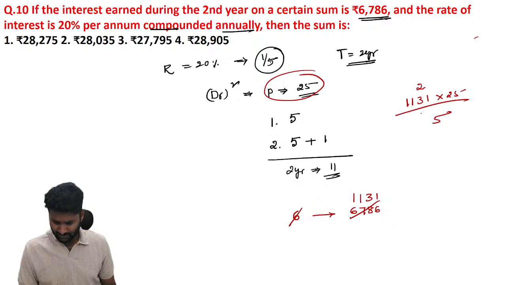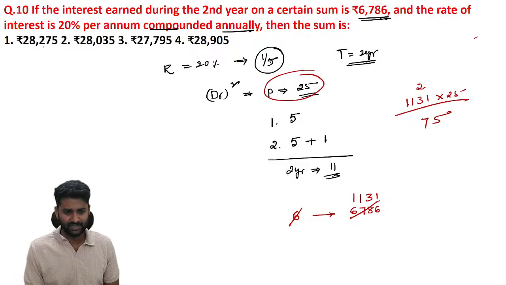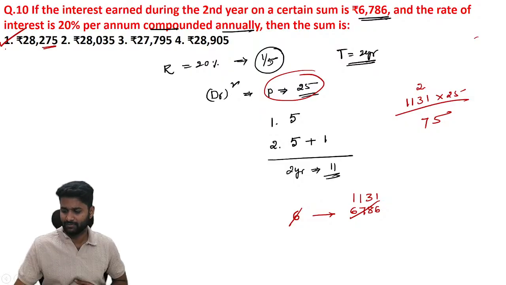25 into 3 is 75, and 25 into 1131 gives the result ending in 75. You can check here that the last two digits are 75. In option number 1, you can choose that answer.